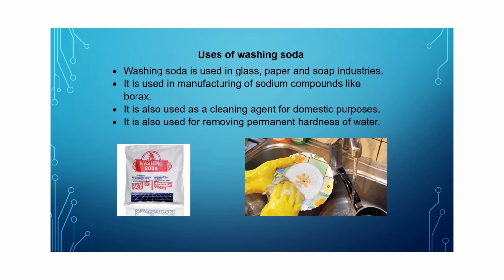Let's quickly discuss the uses of washing soda. Washing soda is used in glass, paper and soap industries. It is also used in the manufacturing of sodium compounds like borax. Borax we have discussed in the first slide of bases, that it is used as a cleaning agent, right? Then washing soda is also used as a cleaning agent for domestic purposes. Yes, the dishwasher contains washing soda. Or the dishwashing detergents, they contain washing soda.